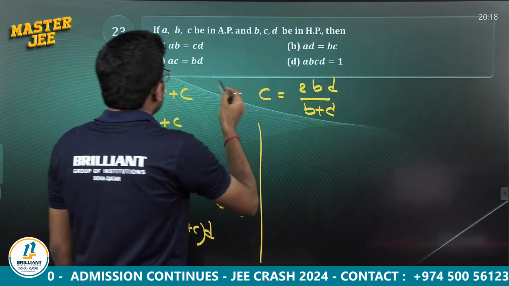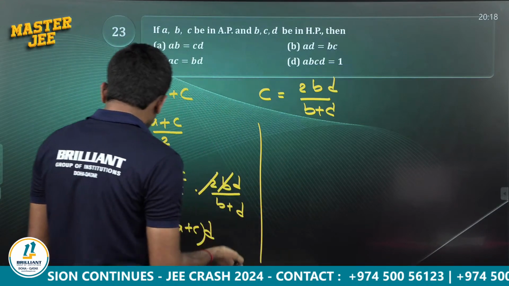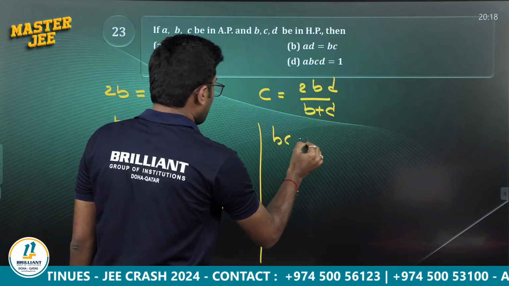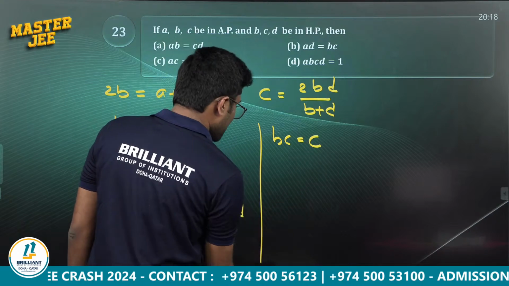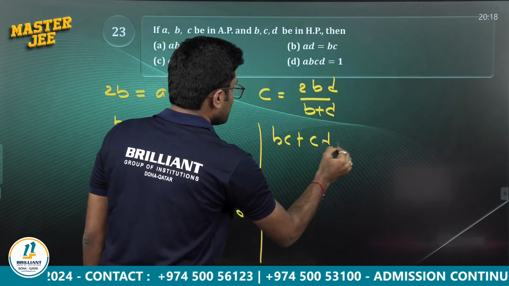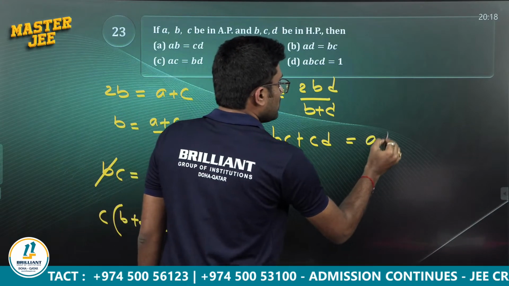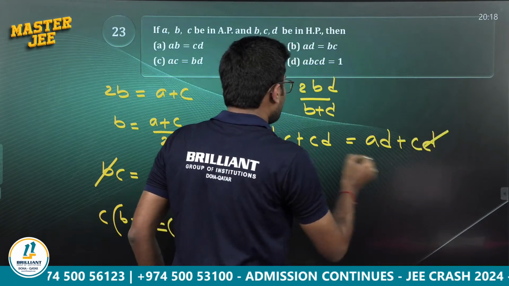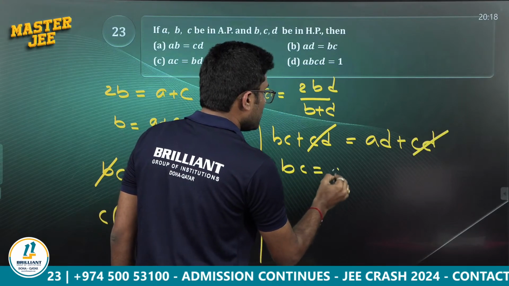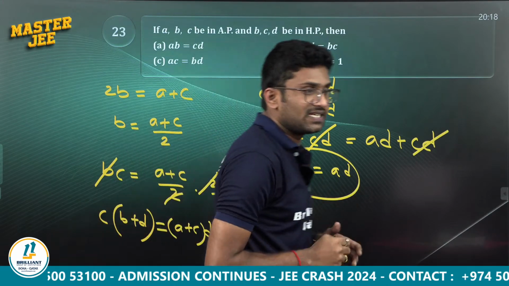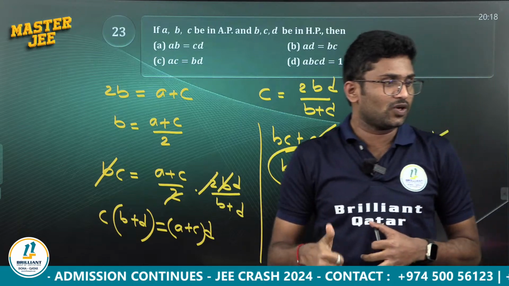So from here, as our friend Ashmita said, we can clearly say BC is equal to BD plus CD. BD plus CD is equal to AD plus CD. CD gets cancelled. From there we get BC is equal to AD. That's it. Very good, Ashmita, very good.